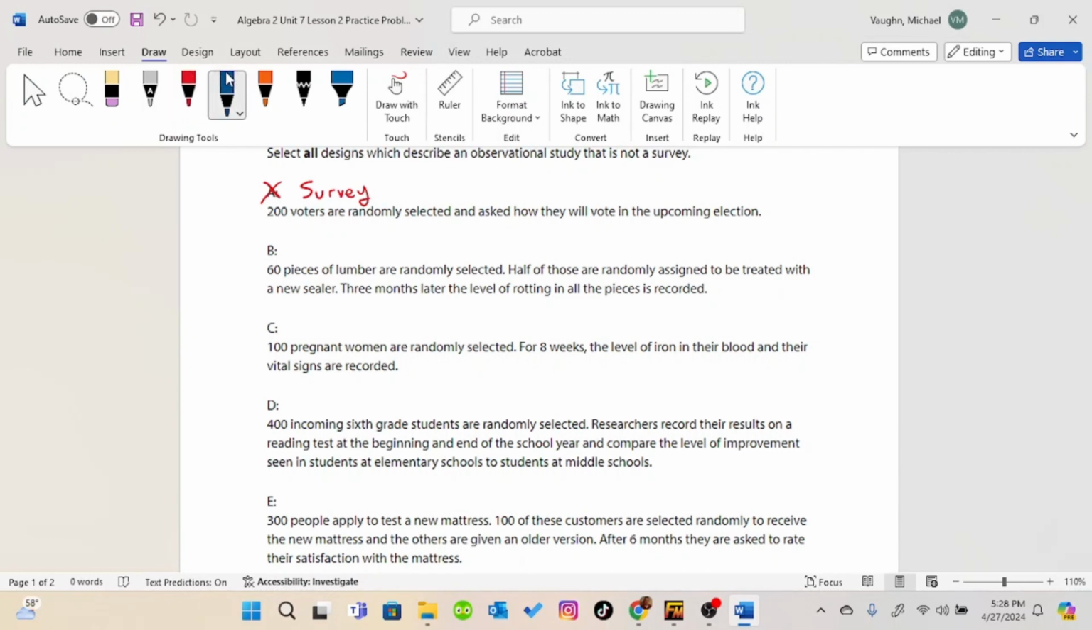Choice B. 60 pieces of lumber are randomly selected. Half of those are randomly assigned to be treated with a new sealer. 3 months later, the level of rotting in all the pieces is recorded. This is wrong because this is an experimental study.